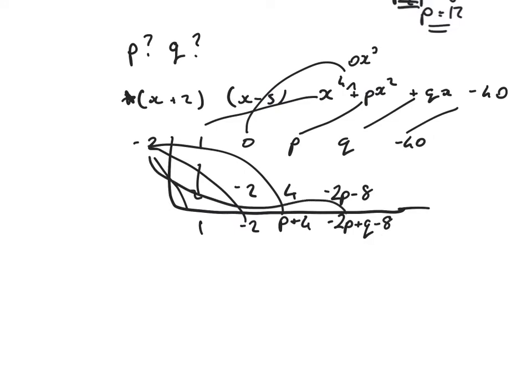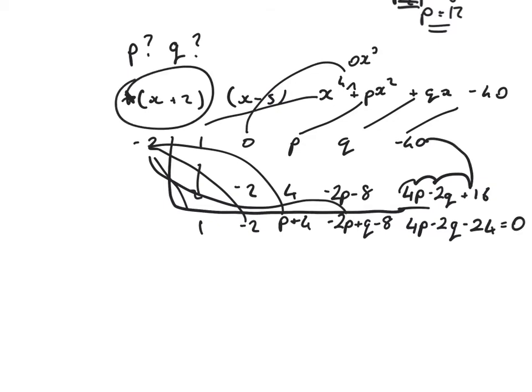We're multiplying that by minus 2, so let's just be careful. Minus 2p times minus 2 is plus 4p. q times minus 2 is minus 2q, and minus 8 times minus 2 is plus 16. I've then got 4p minus 2q plus 16 minus 40. So that will be 4p minus 2q minus 24 is equal to 0. How do I know it's 0? Well, it's a 0 remainder because x plus 2 is a factor.